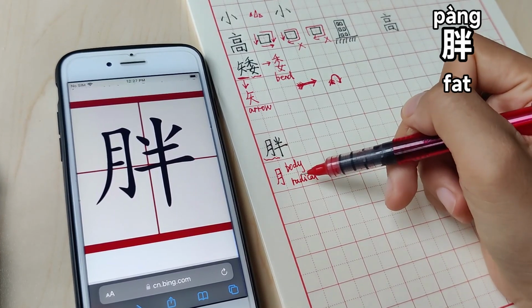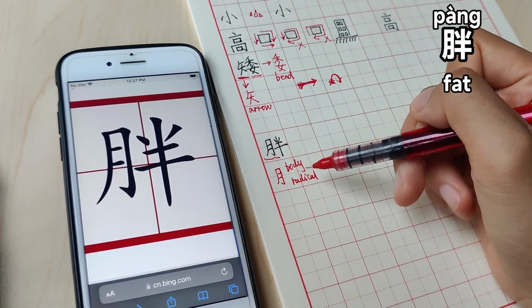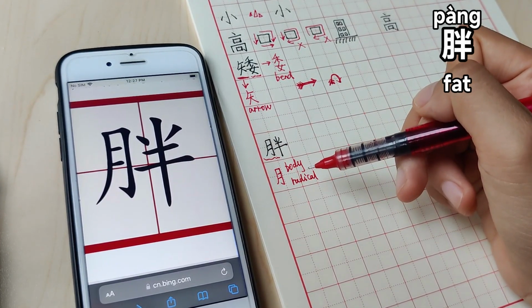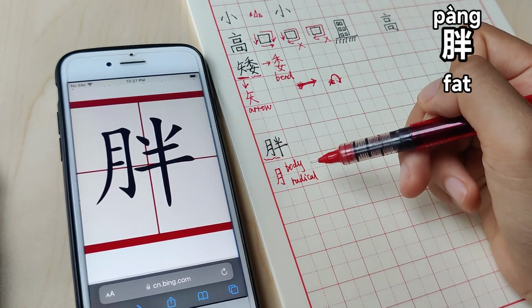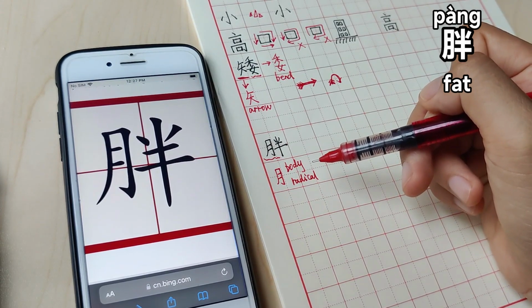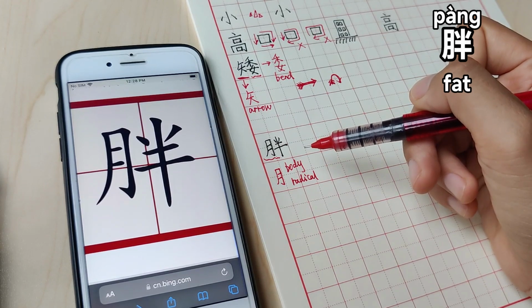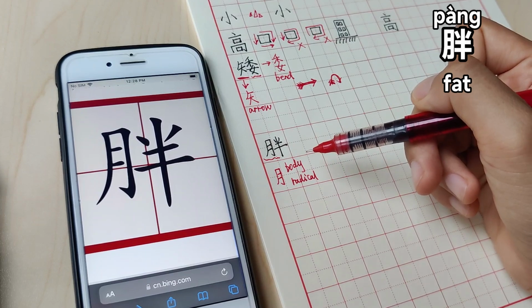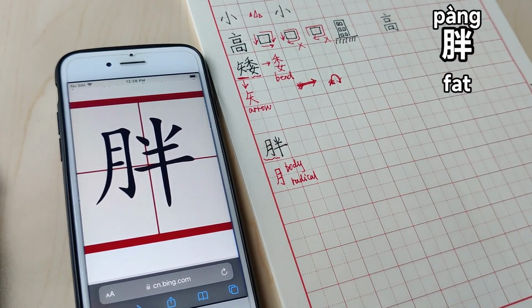So you will see this radical quite often when we talk about the body parts, like your belly, the leg, and internal organs like kidney, lungs, heart, etc. I will make a video to talk about the radicals separately, okay? So don't worry about that.